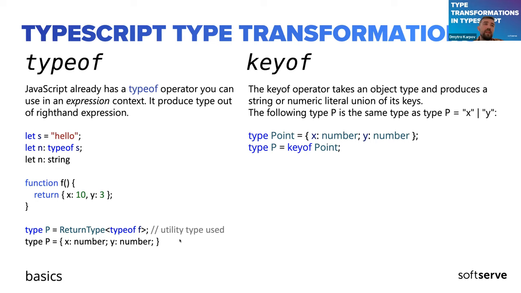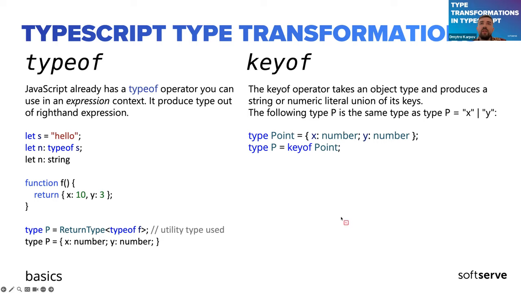So here we have a few examples of using the typeof keyword. What does it basically do? It basically extracts the type of the variable. In this scenario, it's S. This is a really simple example just to get some understanding. And you can see there is a utility type used as a return type. Basically, it's a built-in utility type. First of all, we will talk about utility types later. It allows us to return the type of the function.